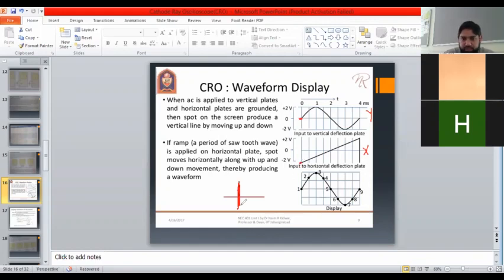So can anyone tell me what will be the position of the dot on the screen? I'll repeat once again. Y axis is offering 0 volts, X axis is offering minus 2 volts. What will be the position of the dot on the screen? Will it be here? वर्टिकल एक्सिस पर कोई डिफ्लेक्शन नहीं है, एक्स एक्सिस पर there is a deflection on extreme left. बताएं जी, ऐसा होगा?